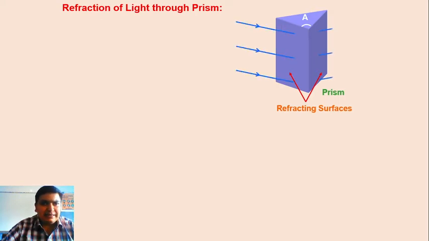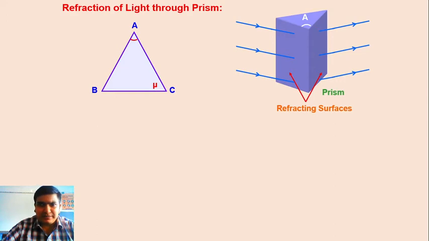When the incident light comes to one refracting surface, it refracts and goes through the other refracting surface, and then dispersion takes place. So we are going to derive the refraction formula through a prism. Let us consider the cross-section of a prism, taken here as ABC, of refractive index mu and prism angle capital A.